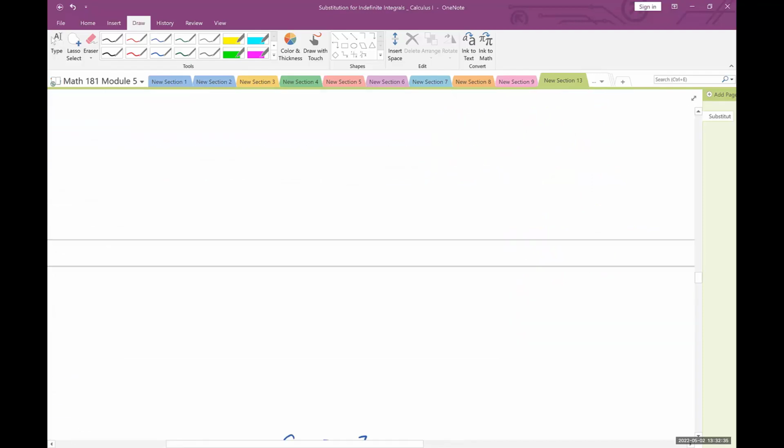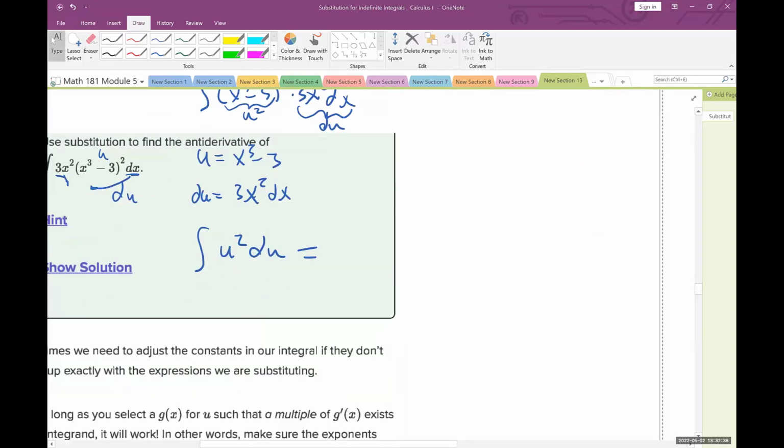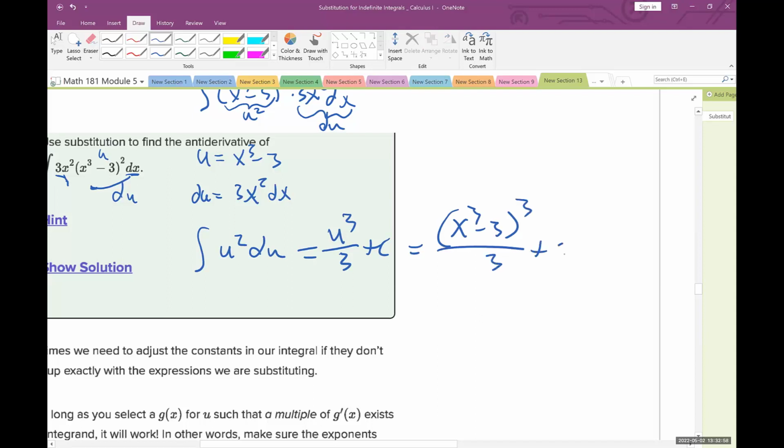So back to here, what is our antiderivative of u squared? u cubed over 3 plus c, very good. And that u was x cubed minus 3. That's it. Not so bad. We're going to crank up the difficulty a little bit, just slightly.